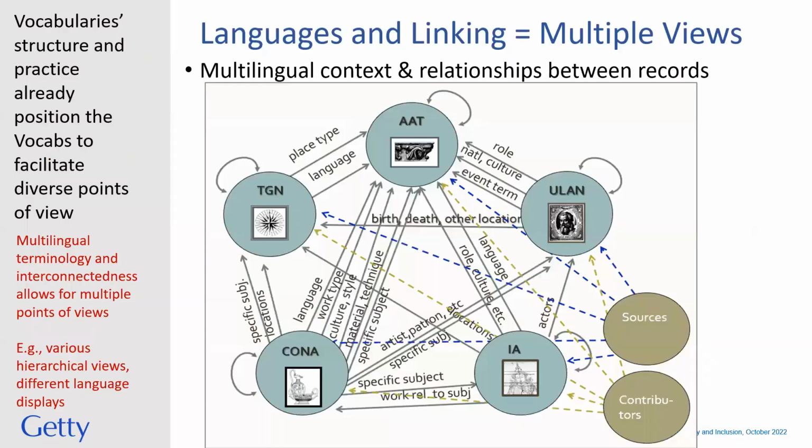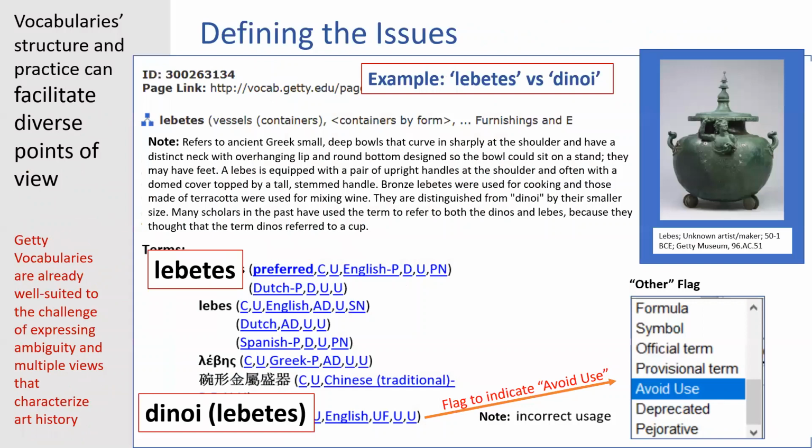Now let's look at some selected issues. Well, this is a slide that illustrates even further how the vocabularies are already positioned quite well to facilitate different points of view. We have all of these links between the different vocabularies, so different hierarchical views, different language displays, and different views may be accommodated. We also have other characteristics in place, such as these flags. Here's an example for historical usage where there's a term: these vessels are called lebetes now, and past scholars called these type of vessels dinoi, and now that term's used for something else. So the term dinoi is flagged, avoid use.